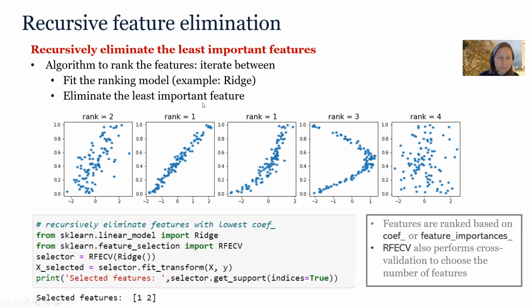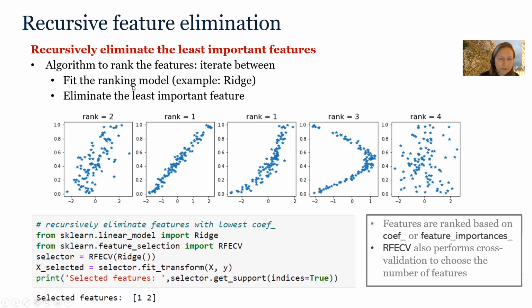Okay, so we have the last feature selection method left, which is recursive feature elimination. So this method is also model-based, but there is a different algorithm for how the features are selected based on the model. This method recursively eliminates the least important features. So this is how the algorithm works. First, we need to select a ranking model that will rank our features. And in this example, I selected ridge.